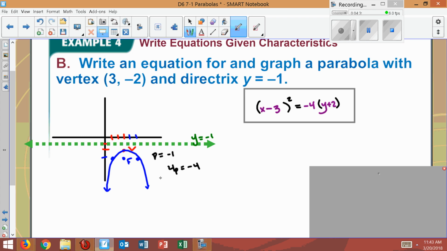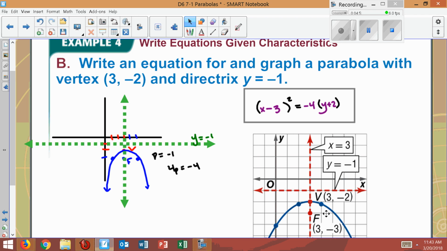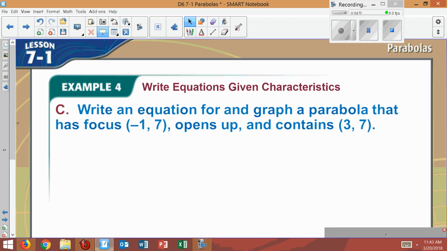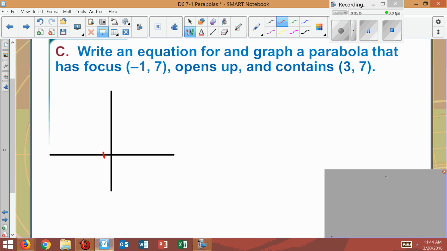And if I really wanted to make this graph perfect, I would need to add the axis of symmetry. It should cut through this way. And that's how this image looks over here. And so now we have one more. Let's look at part C. It says this time the parabola has a focus at (-1, 7). So we go left 1, up 7 units, 6 and 7. There's my focus.